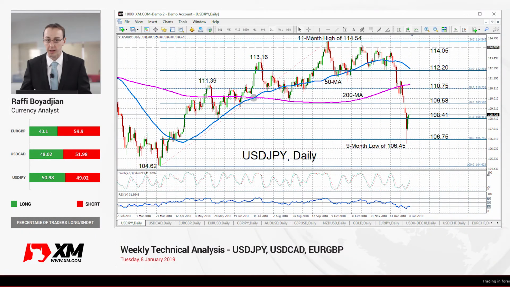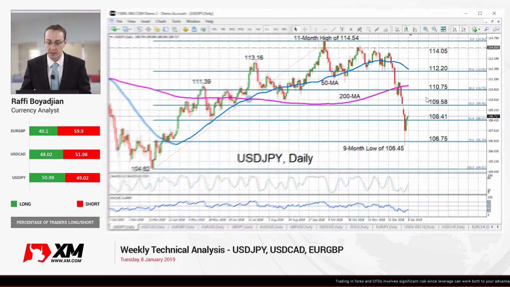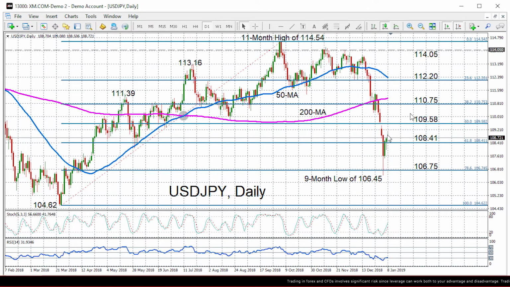The pairs we're going to look at for this week are the dollar yen, the dollar CAD, and euro pound. Starting first with dollar yen in the daily chart, we can see that the pair is seeing some positive upside momentum at the moment. The stochastics are pointing upwards. However, if you have a look at the RSI, although it has recovered above oversold territory, it's still very much in bearish ground. So there's still plenty of downside risks.